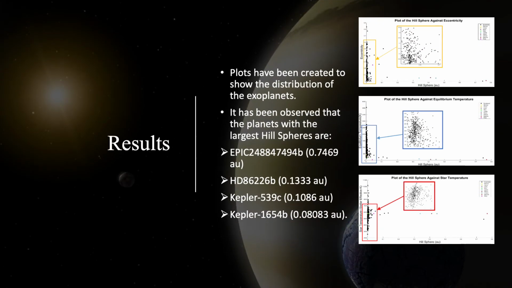So these are some of the results collected, and from the plots we can observe that most of the results are based on the left-hand side of the plot, meaning that the Hill spheres are just not as large as we would like them to be.